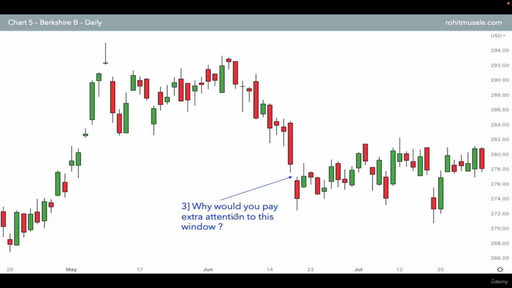Number 3, why would you pay extra attention to this window? So of course you have a falling window here. However, if you look at these two candles, there is a window here. There is a rising window here, correct? Like this. So if I extend this line, you will see that this candle is not only breaking that window, but it's breaking that window by creating a falling window. So one window is breaking the prior window. That is why we would pay very extra attention to this falling window.